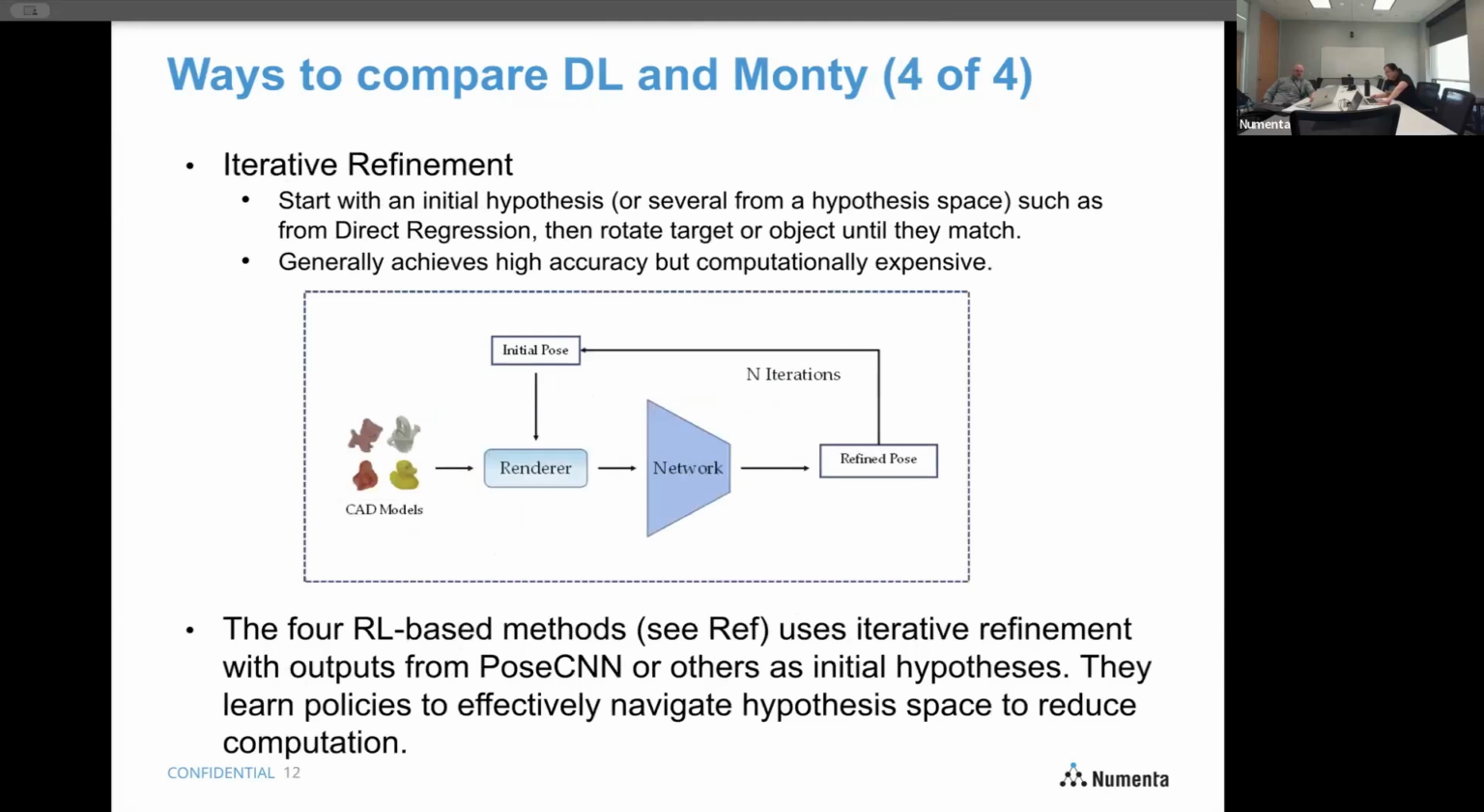And then the final way to do pose estimation is iterative refinement. This one starts with an initial hypothesis of what the pose could be. So this one requires an initial pose hypothesis, which can come from direct regression or any other previous methods, and then tries to rotate the target or the object until they match.